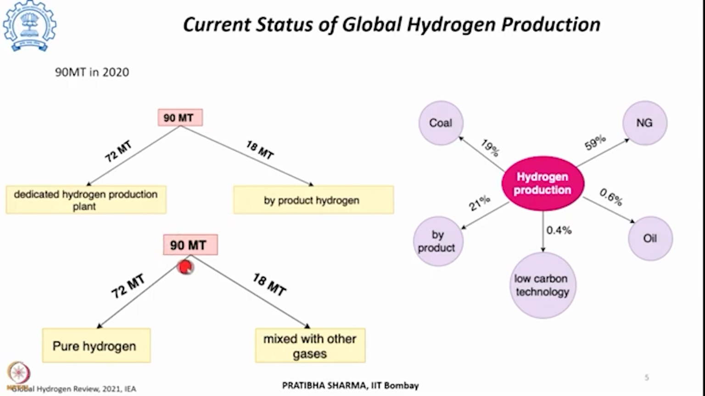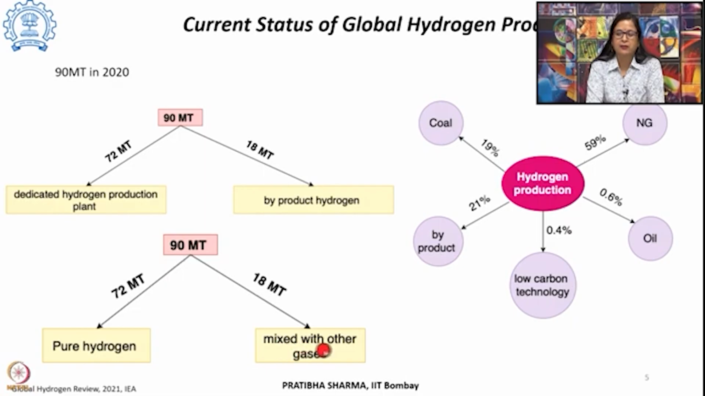Now, of this 90 million tons, 72 million tons was used as pure hydrogen in ammonia synthesis and in the refineries. Another 18 million tons was used as mixed gas with other gases, basically for methanol production or for DRI for steel production. Now, in the various production routes, natural gas is the dominant fuel used for producing hydrogen, and steam methane reforming is the dominant process.